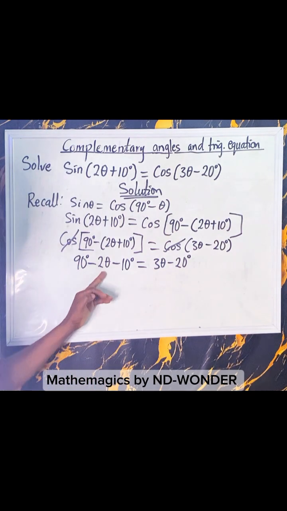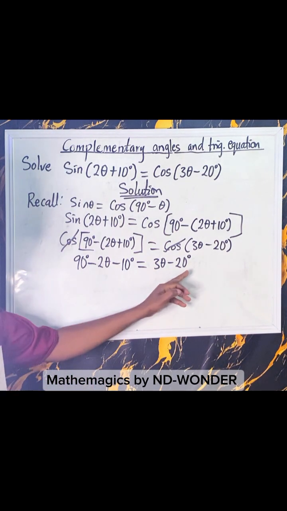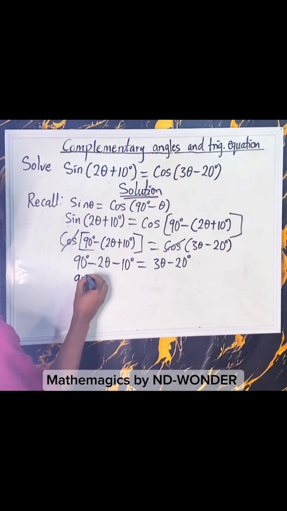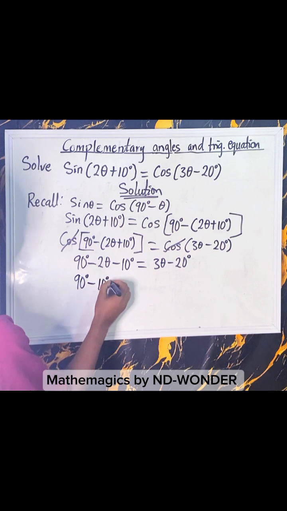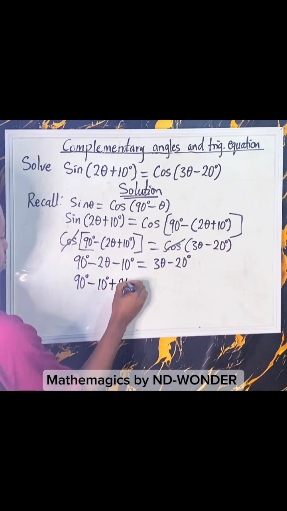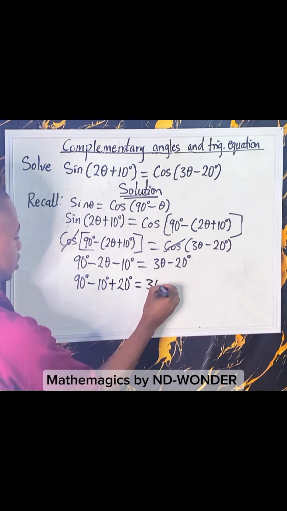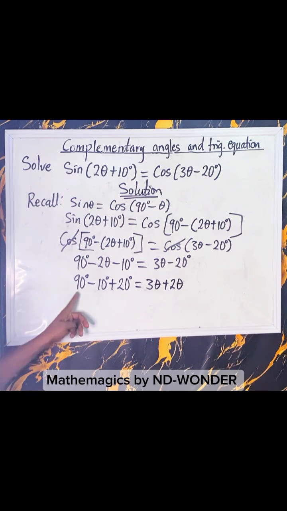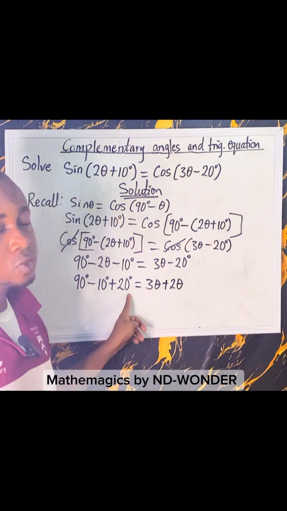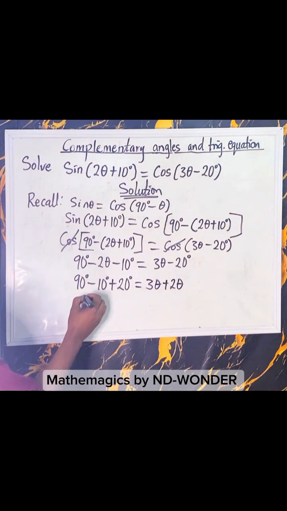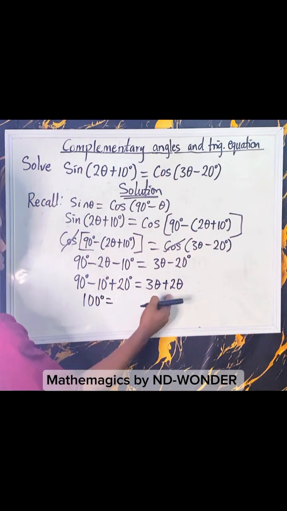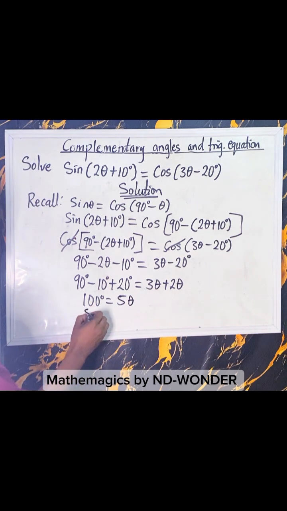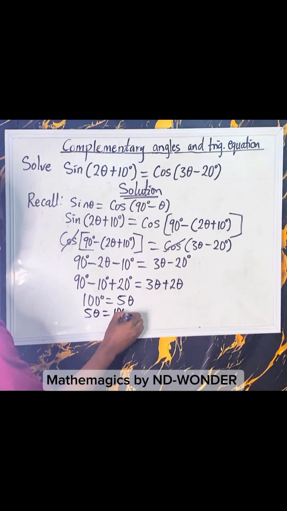In this case, I will have to add 2 theta to both sides, then add 20 to both sides. This becomes 90 degrees minus 10 degrees plus 20 degrees, which is equal to 3 theta plus 2 theta. 90 minus 10 is 80. 80 plus 20, we are getting 100. So we're having 100 degrees is equal to 5 theta. Then by cross multiplication, we have 5θ equal to 100 degrees.